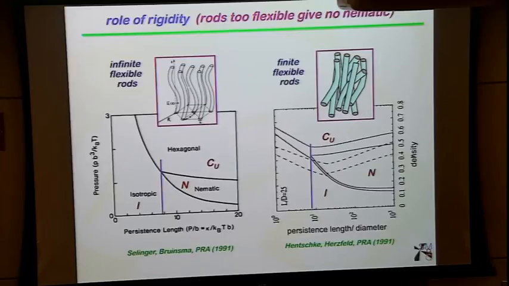So if the rods are sufficiently rigid, you get isotropic, nematic, columnar phases. But below a persistence length, that's about 10 times the diameter, if it becomes shorter than that, then the nematic phase goes away. So to get a nematic, you have to have a certain degree of rigidity. You can always get a columnar by cramming things together.